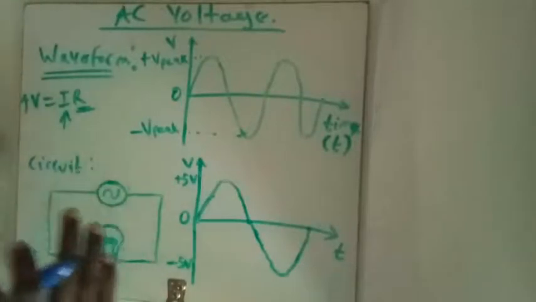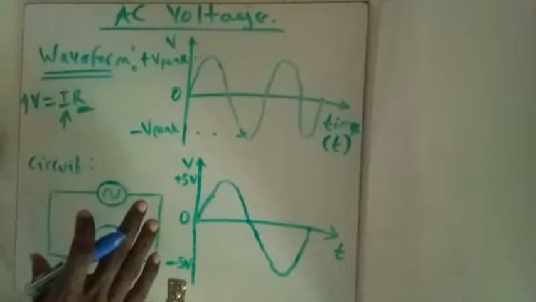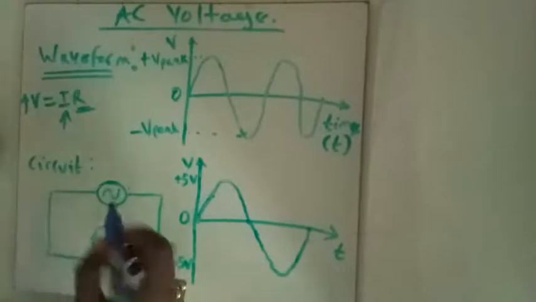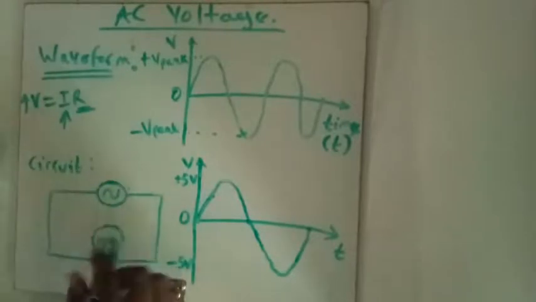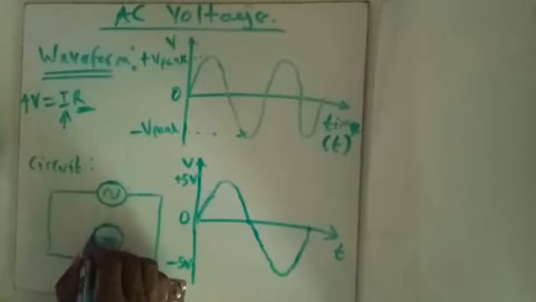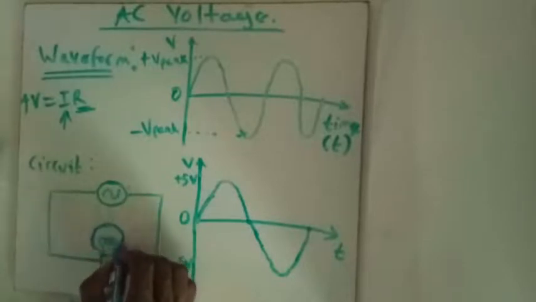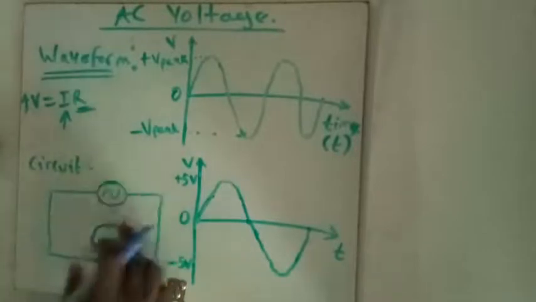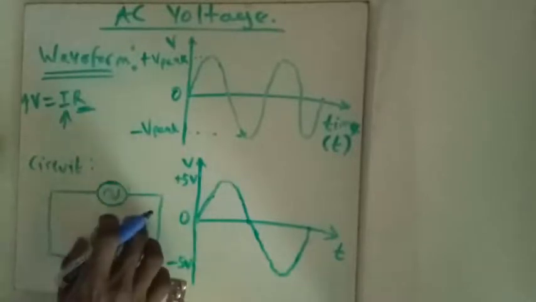And if current is not flowing through the circuit, then there is no point for us. You are not going to draw any arrow, and the incandescent bulb won't come on when there is no voltage. No voltage from the voltage source, no current to flow, and this won't come on.